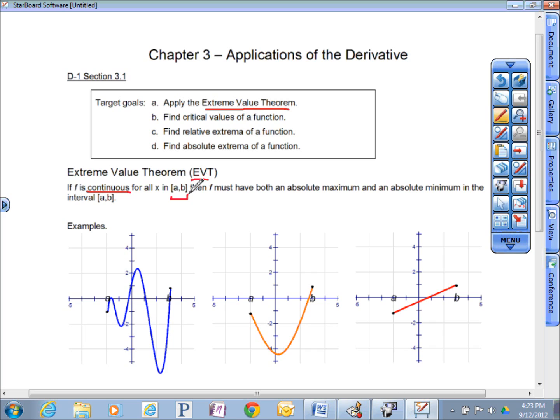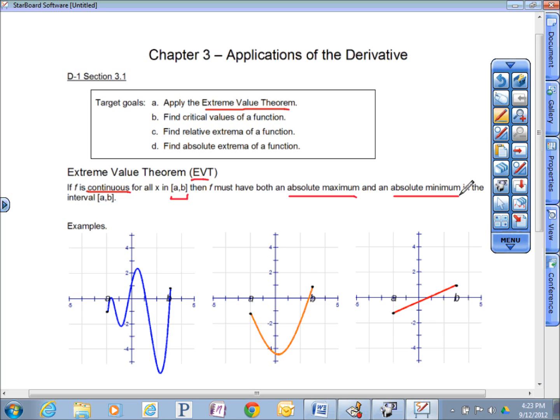If you can draw a continuous function without picking up your pencil, much like this blue, this orange, and these red graphs, there has to be an absolute highest value, an absolute maximum, and there also has to be an absolute minimum. I would dare you to try drawing a continuous function that doesn't have a highest or a lowest value. So that's what extreme value theorem says.